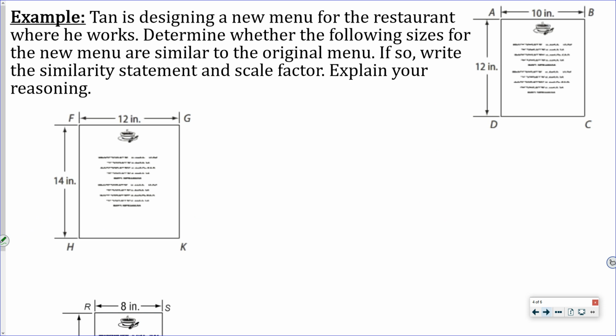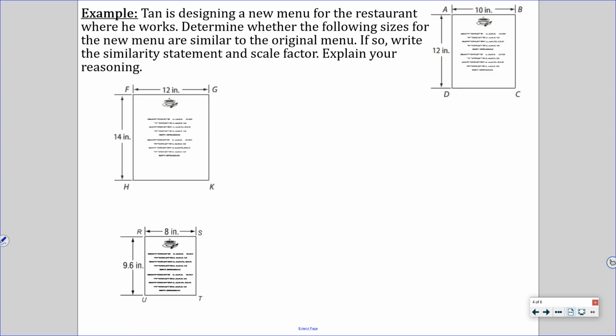Tan is designing a new menu for the restaurant where he works. Determine whether the following sizes of the new menu are similar to the original menu. If so, write the similarity statement and the scale factor. Explain your reasoning. All right, this is the original menu. It's the OG. Then I have two new ones. I'm just going to call this menu 1. I'll color this one in blue. Menu 2 will be green. And then my original is going to be red.